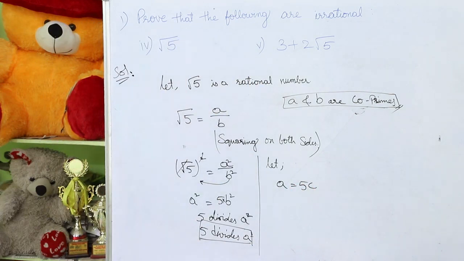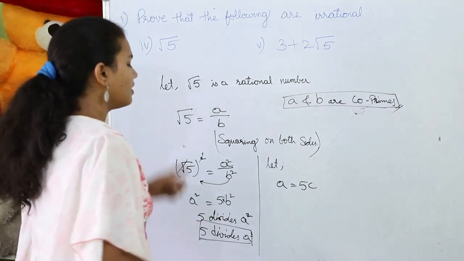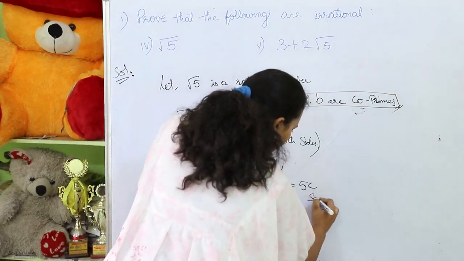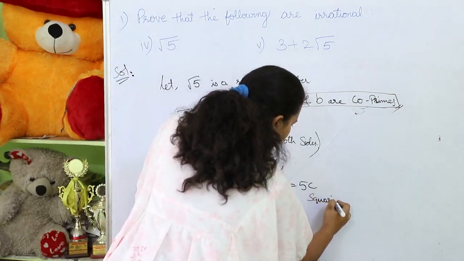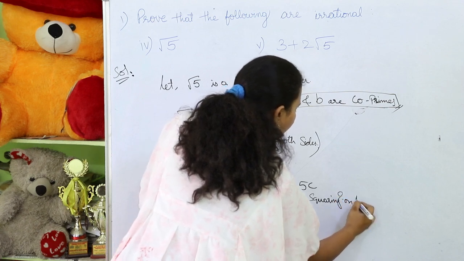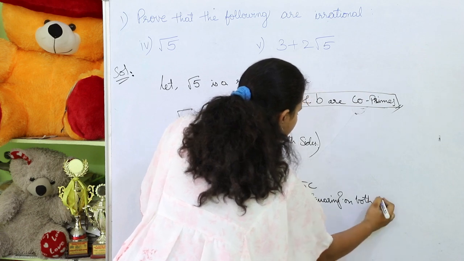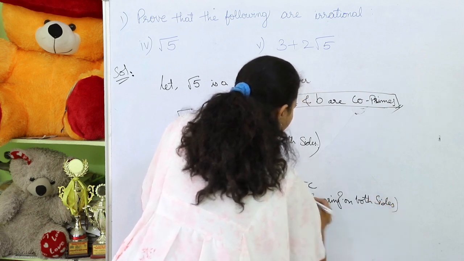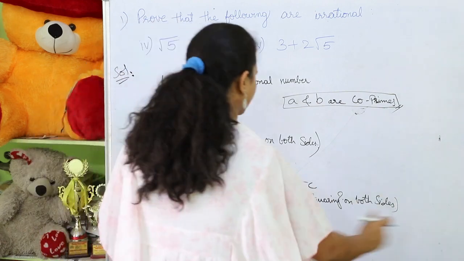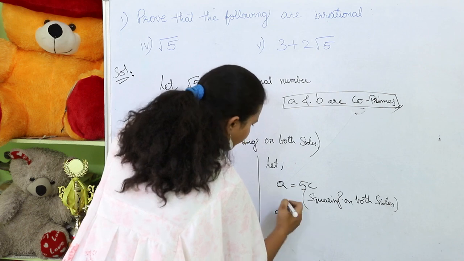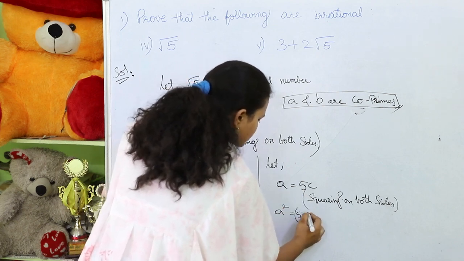Is the board clear? Very good. So let a equal to 5c. If a equal to 5c, what you do? Again go with this process, squaring on both sides. Squaring on both sides, where this becomes a square equal to 5c whole square.